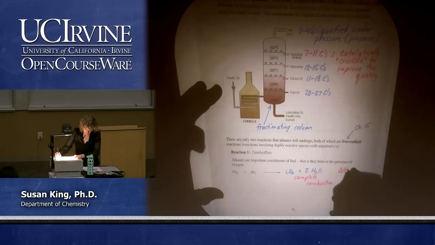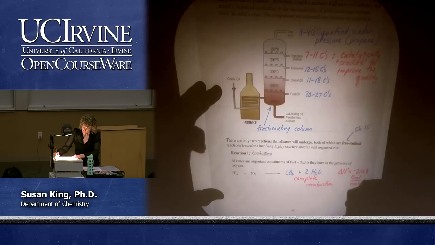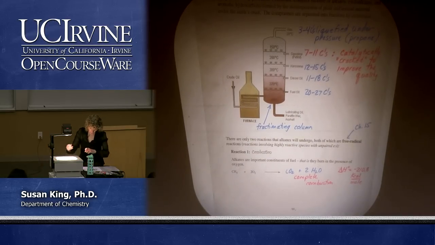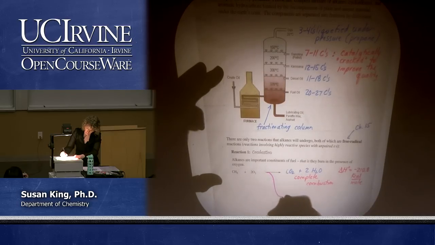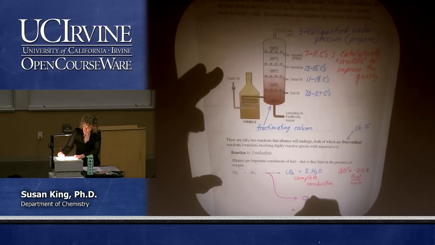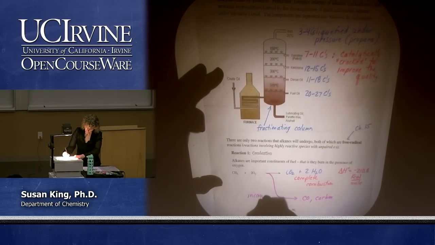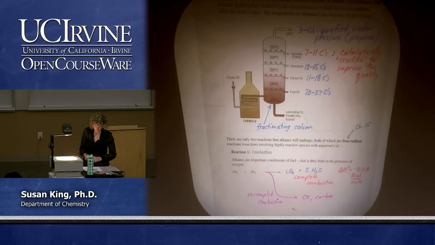That releases a lot of energy. Delta H naught is minus 210.8 kcals per mole. But we also, of course, don't get complete combustion all the time. We get incomplete combustion. Incomplete combustion gives us carbon monoxide and carbon. So we certainly get carbon monoxide out of the back of our cars and carbon.